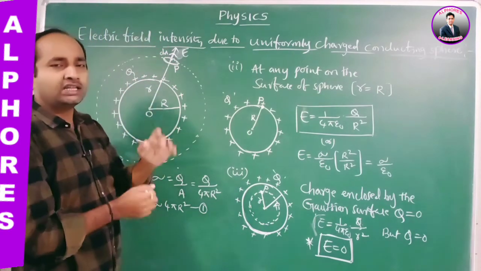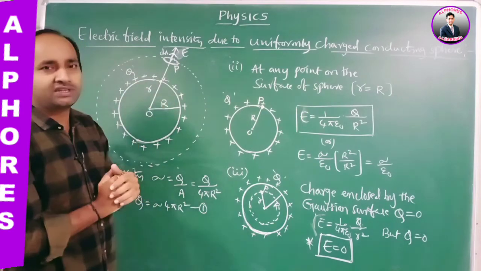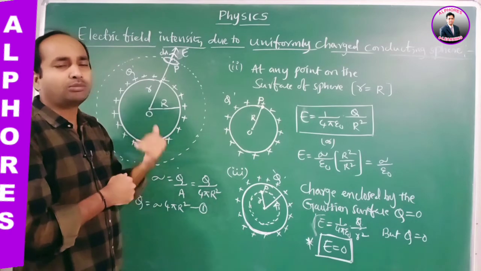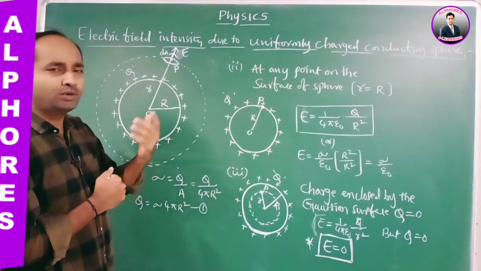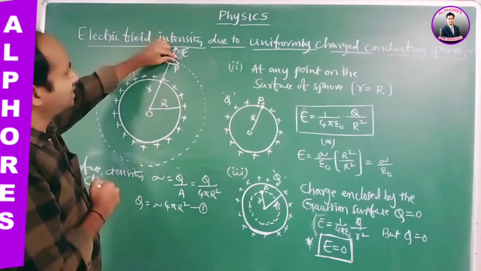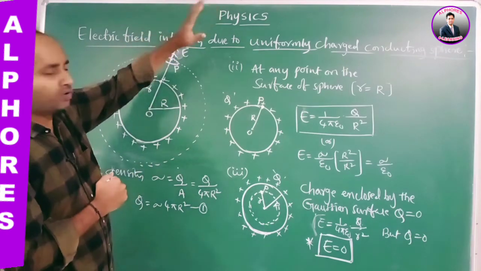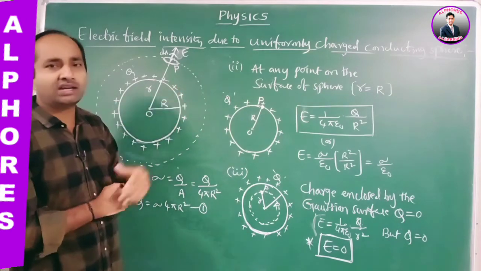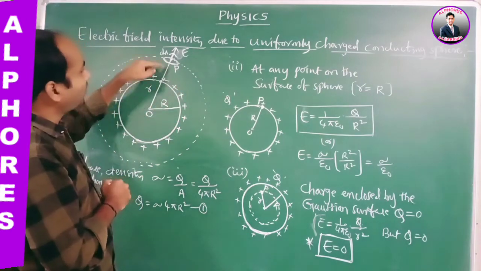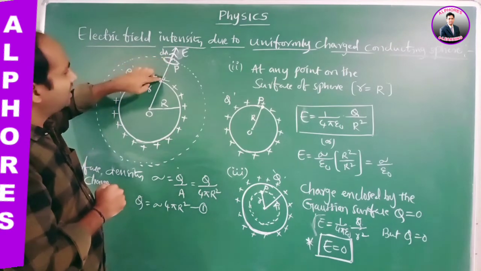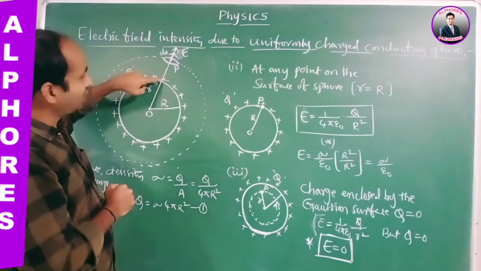Or in terms of surface charge density, E is equal to sigma by epsilon naught capital R square by small r square, or we may write sigma by epsilon naught times capital R by small r, whole square. This is about outside. And for the same conducting sphere, the second case we are calculating is at any point on the surface. First one outside the sphere, second one on the sphere.